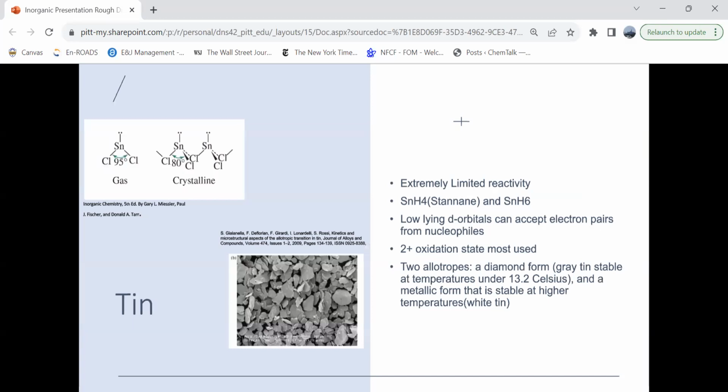Next up is tin. Tin has many uses. One of them is that it could be used as a polish that can coat other metals to prevent corrosion. It has an extremely limited reactivity. It has low-lying d orbitals which can accept electron pairs from nucleophiles. There are two allotropes of tin, which include a diamond alpha form and a metallic beta form.